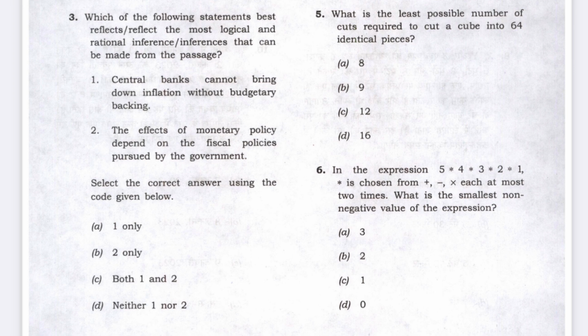Question number 6. In the expression 5 star 4 star 3 star 2 star 1, each star is chosen from the operators plus, minus, multiplication, each at most 2 times. What is the smallest non-negative value of the expression? Seems difficult, because there are so many conditions here. Each asterisk can be either plus or minus, but at the maximum each operator can be used twice. It seems complex because so many possibilities are there. So let's say I don't want to waste time on this.